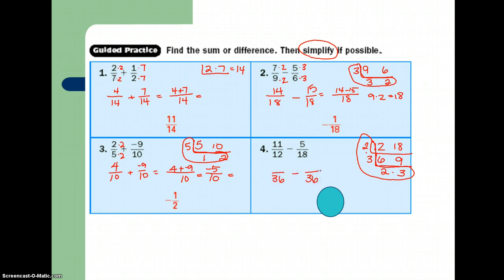LCD is the least common denominator. 12 times 3 equals 36, so I do 3 times 11. 18 times 2 is 36, so I do 5 times 2. So I'm doing 33 minus 10 over 36, which is 23 over 36.